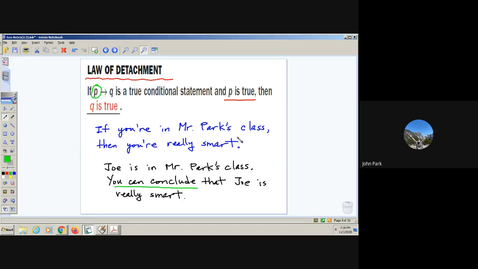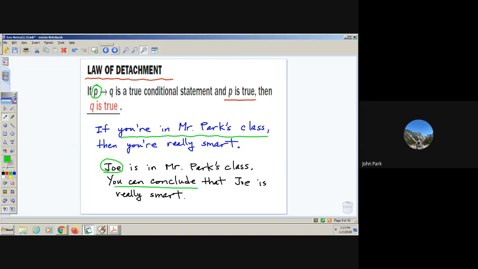Now, however, you can't go backwards. So if I had said, Joe is really smart, you cannot go backwards and conclude that Joe is in Mr. Park's class. So law of detachment only works from P to Q. It doesn't go backwards, right? So be careful with that, because a lot of people get confused with that. So notice I start with information about the P, which is the hypothesis. I am telling you that Joe is in Mr. Park's class. So then you conclude Joe is really smart. Can't go backwards. All right.